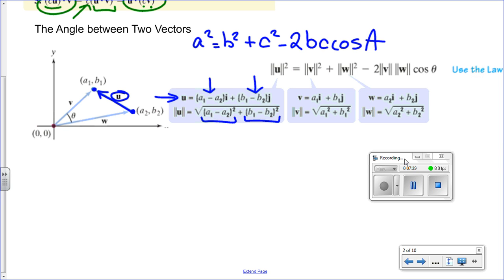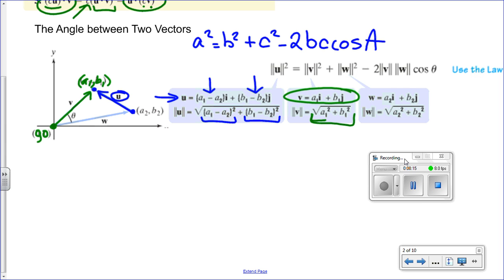Now let's look at the other vector, and this will be vector b. This is the initial point at the origin, and here is the terminal point. So the coordinates here are 0, 0, and here we will use a sub 1, b sub 1. To write that vector in terms of i and j, since the initial point is at the origin, I'm sorry, it would just be a sub 1 for the horizontal component, b sub 1 for the vertical component. And to find the magnitude, we could just use the Pythagorean theorem.